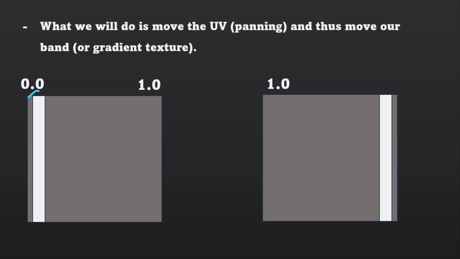So our band's going to start over on the left-hand side, if you like, and then over the lifetime of the particle it's going to be moved to the right. Now, obviously, that's not the end effect because we're going in a circle, but we'll cross that bridge later on when we come to it. For now, what I'd like to do is get a band moving from left to right.